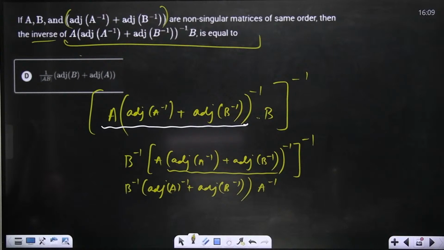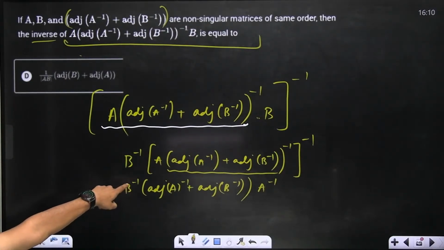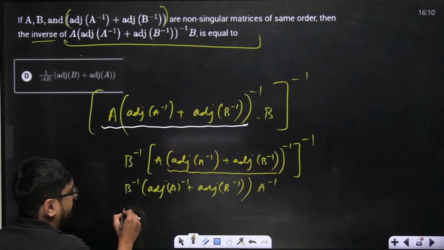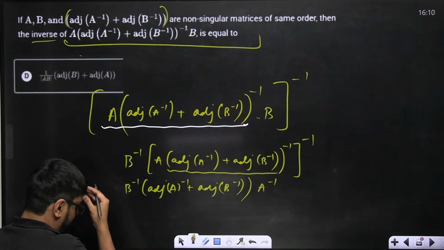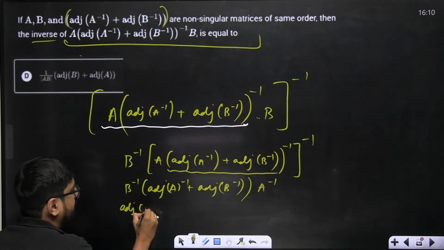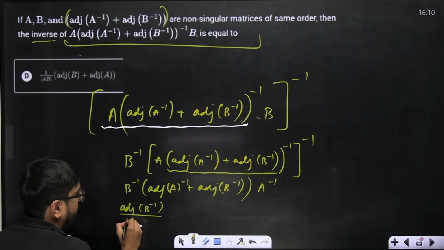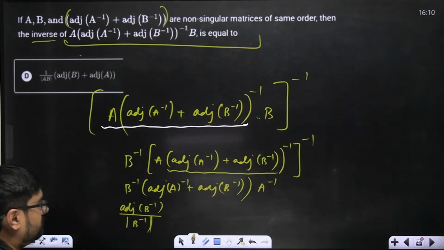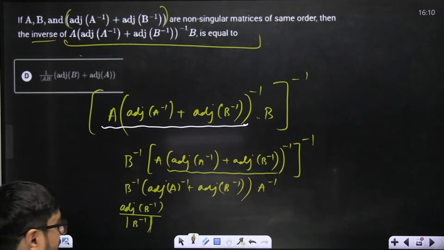Okay, so I think the answer came, no? A inverse is 1 by determinant of A. B inverse is 1 by determinant of B. Correct? This answer is coming now. A inverse is adjoint of A by determinant of A. B inverse can be written as adjoint of B inverse divided by determinant of B inverse. Correct? Determinant of B inverse and determinant of B will be the same only.